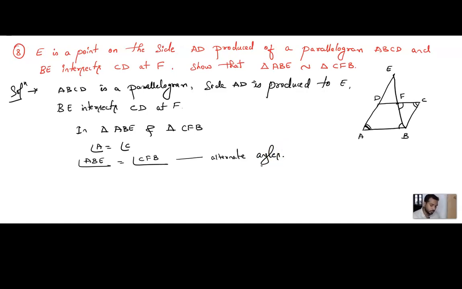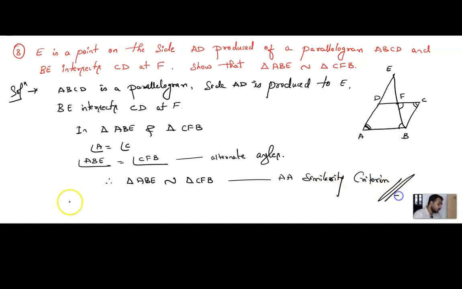Two angles are equal. Even the third angle will also be equal. So directly we can say that therefore triangle ABE is similar to triangle CFB. Reason, AA similarity criterion. Hence proved. I hope you have understood this problem, how to prove this.